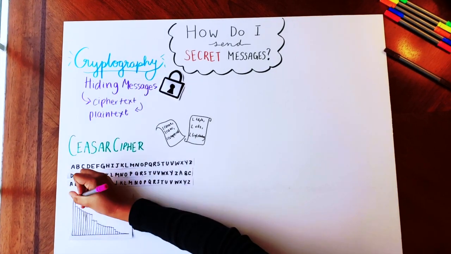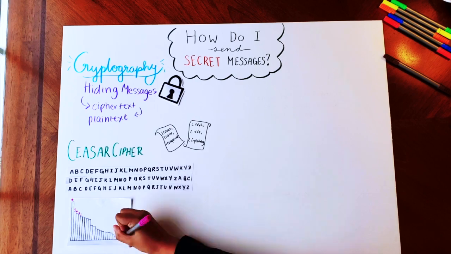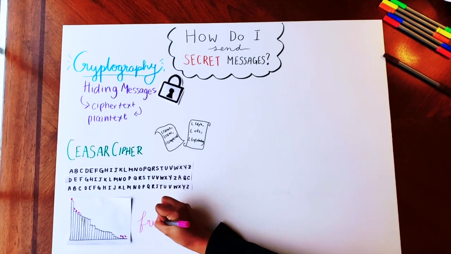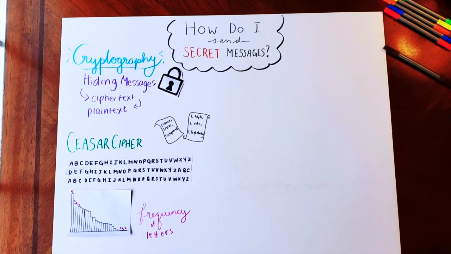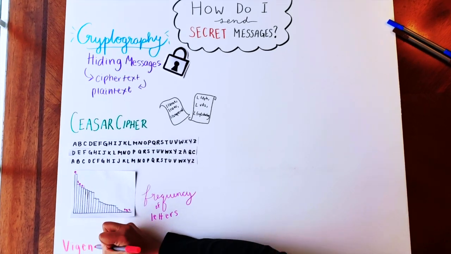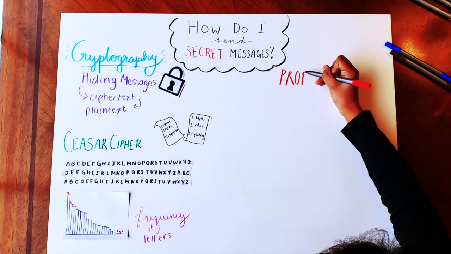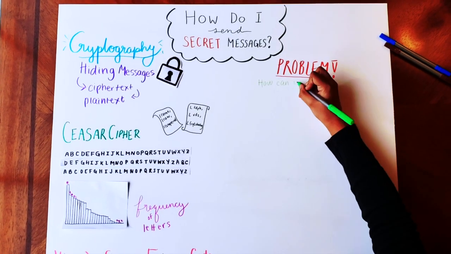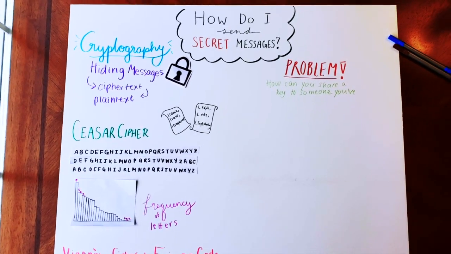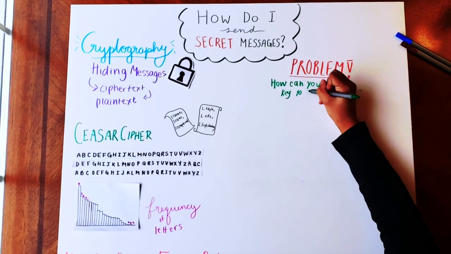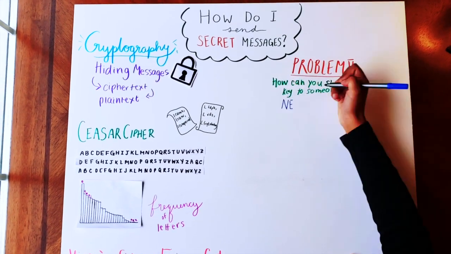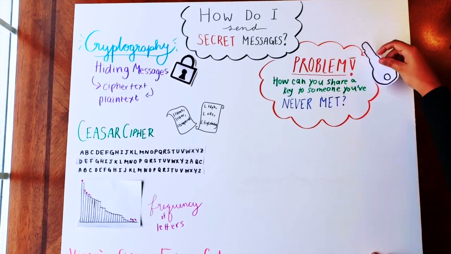Problem is, people can compare the frequencies of letters in the encoded message to the fingerprint of the language, and therefore determine the original shift. Subsequent codes, like the Vigenère cipher and the Enigma code, improved upon the Caesar cipher. All of these codes have one common problem. They require the sender and receiver to know the key beforehand. This won't work if you're trying to send secret messages to someone you've never met before. How would you share the secret key?